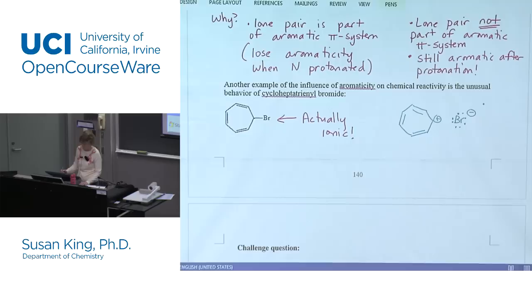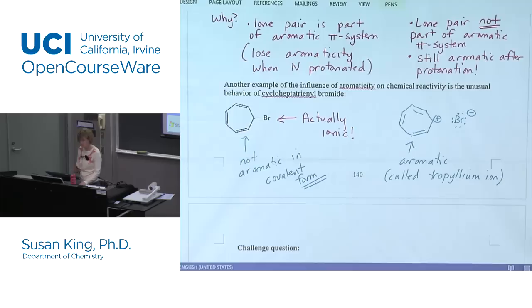So this is aromatic. It's actually got a special name. It's called a tropylium ion. Don't need to know that, but it sounds cool. And I believe this is a really deep, deep, deep blue color. And so the payoff here is it's not aromatic in its covalent form. So some really cool, interesting things on acid-base chemistry based on aromaticity.